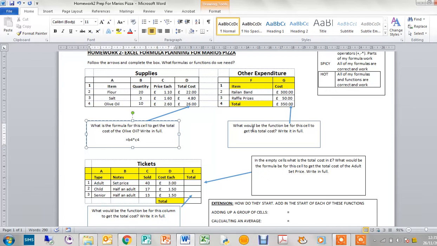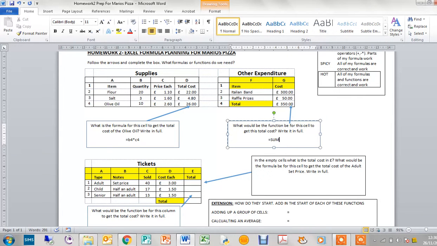here, what would be the function? So function is things like average, sum, countif, max, min, and so on. So what formula or function for this cell to get the total cost? Do you remember we did that? Okay, and you would start with equals sum, wouldn't you? Okay, and then you would do the rest.